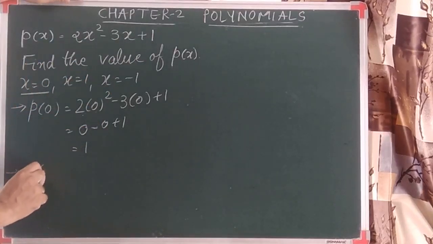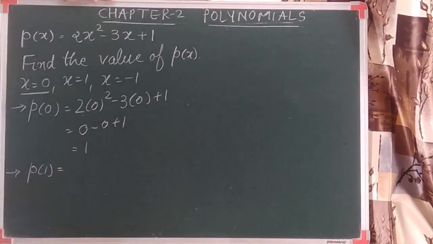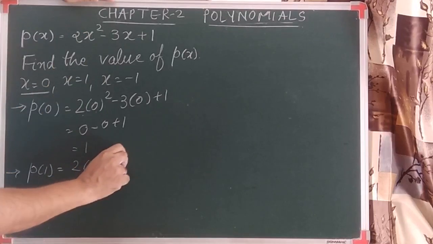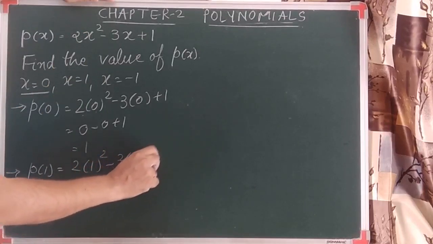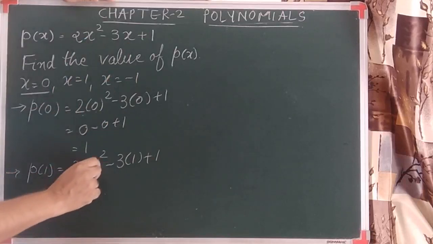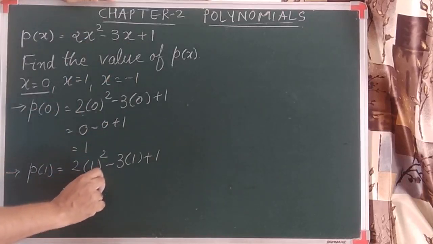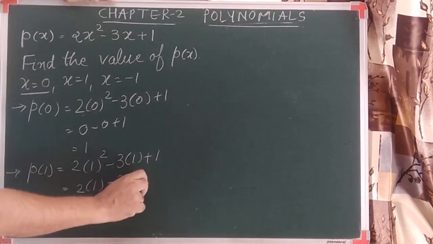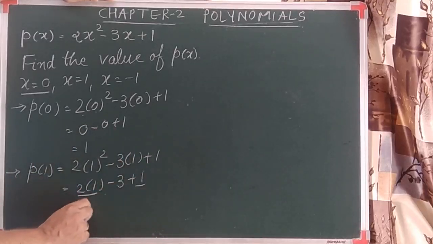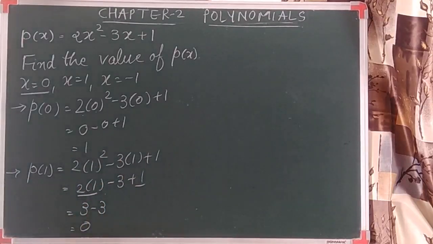Let us do the same way. Let us substitute x is 1. So wherever the x is there, we will substitute x is 1 into the question. X square, 1 square. So first we give the power: 2 into 1 minus 3 ones are 3, plus 1. So 2 ones are 2 plus 1, so that is 3. And 3 minus 3, that is 0. So here you can see that the value of the polynomial is 0.